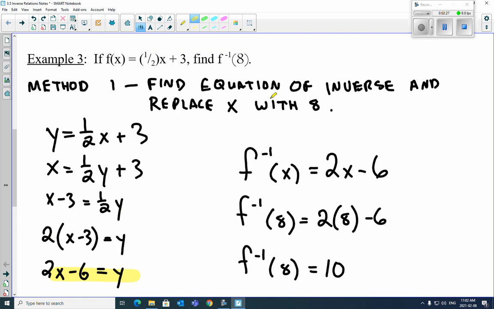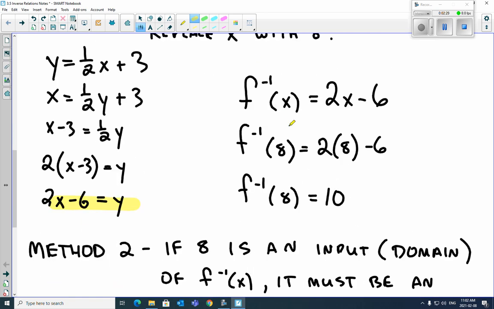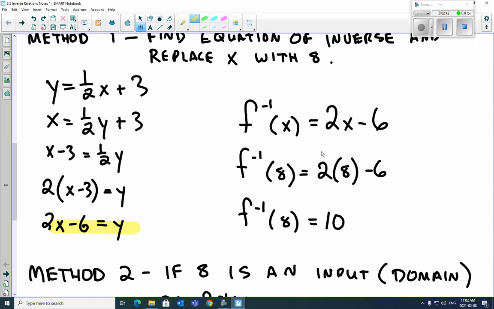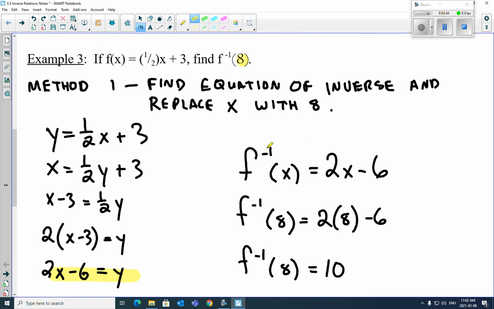Now, can we plug in the 8 into that? Yeah, we replace x with 8 and do all the math. So f of -1 of 8, because that's what we're plugging in. So 2 times 8 minus 6. So we have f of -1 of 8 equals 10. That's the one method. And that method always works because it shows all the work. It shows that you can switch the x and the y.